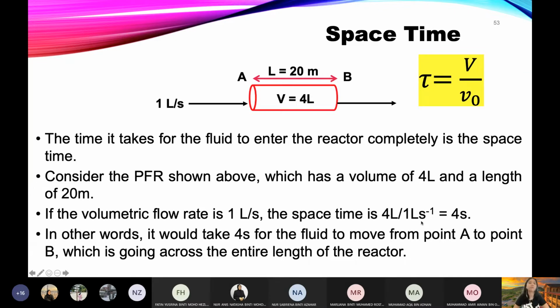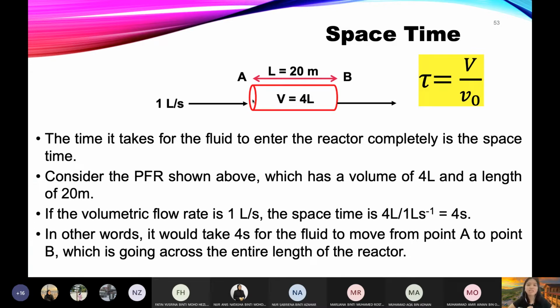Apa maksud 4 second tu? Okay, I explain in 2 ways. One way maksudnya, molekul tu akan tinggal dalam reaktor tu 4 saat je. Lepas 4 saat dia keluar. So 4 saat je kamu tahan molekul tu dalam reaktor. Or another way to explain, panjang reaktor ni 20 meter kan. Molekul tu hanya ambil masa 4 saat untuk bergerak from front to the back. 20 meter tu, dia merentas tu, 4 saat dia dah keluar. So that's how you explain space-time in a very simple way.